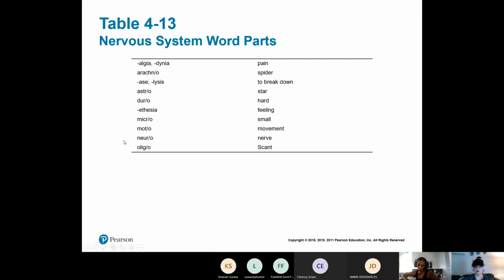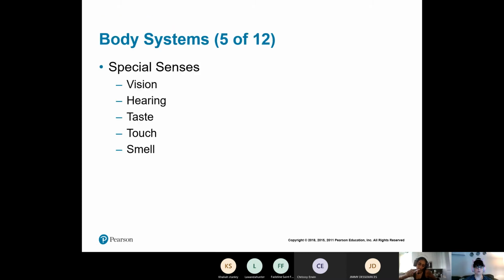Micro, meaning small. Moto, meaning movement. Neuro, for nerve. Olgia, this means scant or few, right? So we'll go through these terms. We'll learn these as we go.